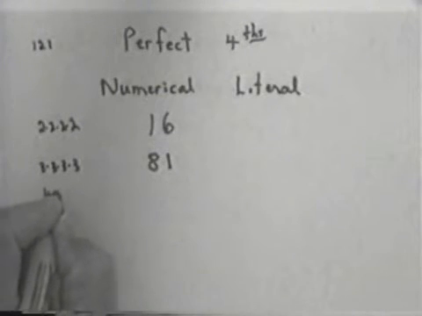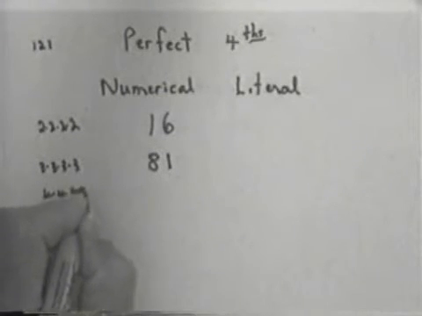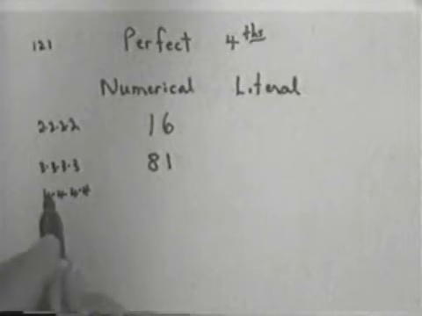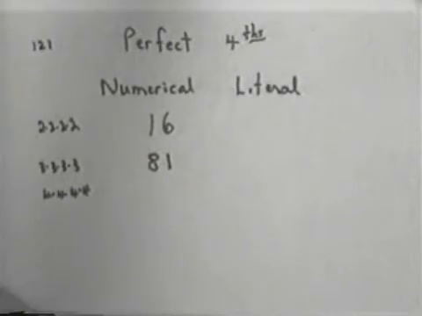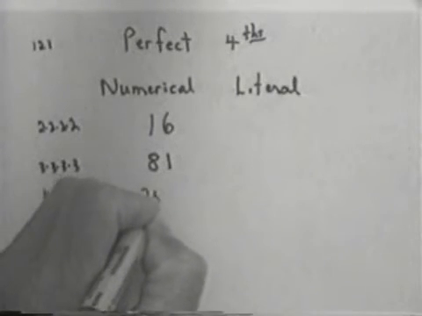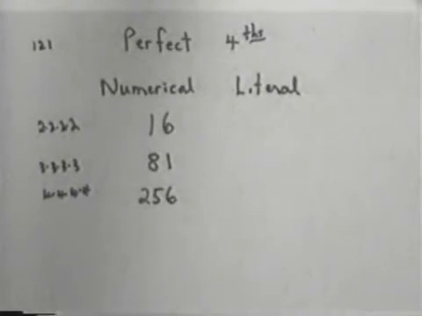Then I can do 4 times 4 times 4 times 4. And 4 times 4 is 16. 16 times 4 is 64. 64 times 4 is 256. So 256 is a numerical fourth power.